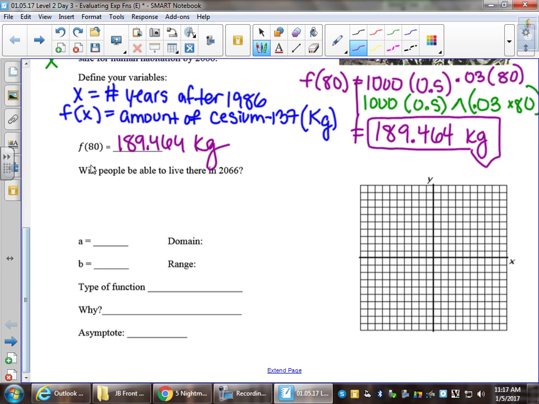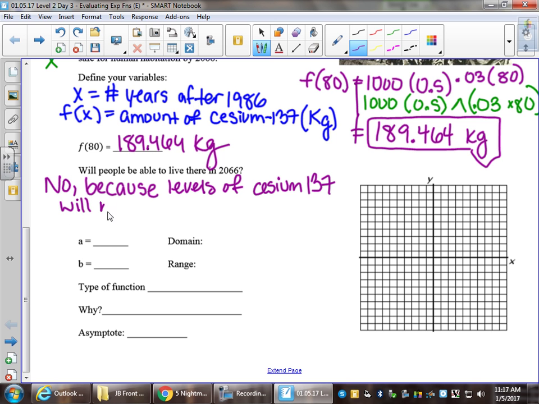No. Why are you saying no? Yes, because what's the acceptable level? Nope, not 0. 100. So no, because levels of cesium 137 will not be below 100 kilograms. So think about that, guys.